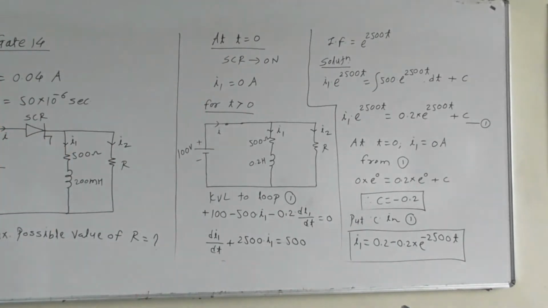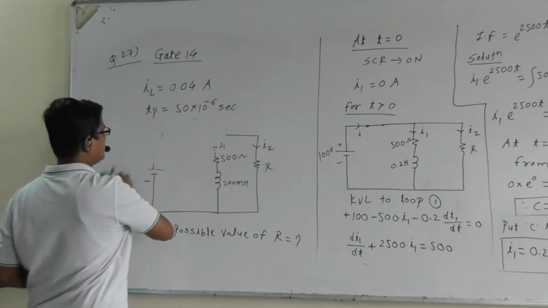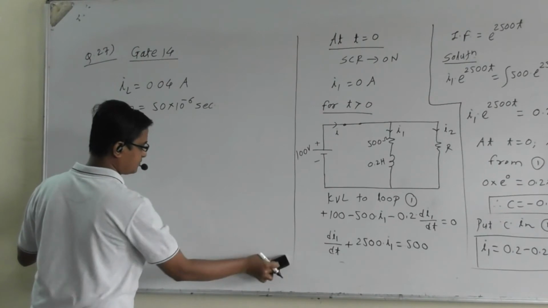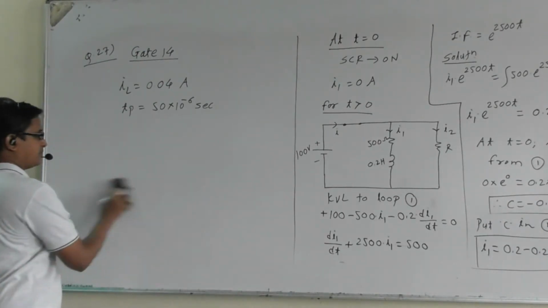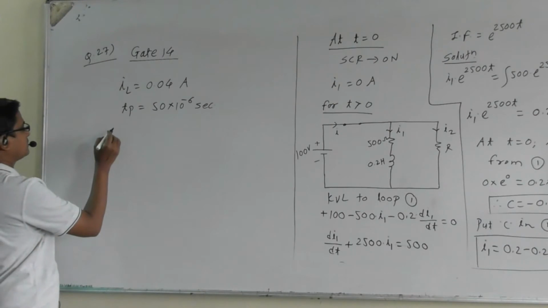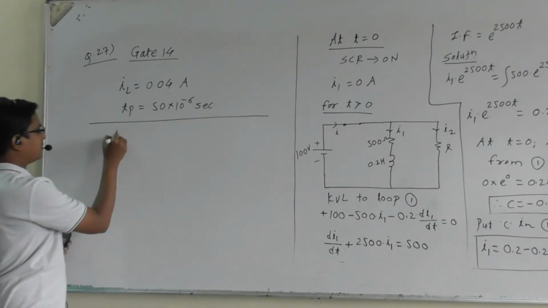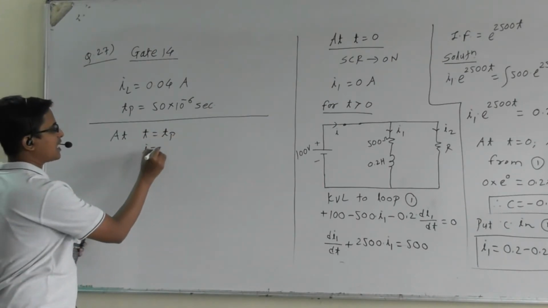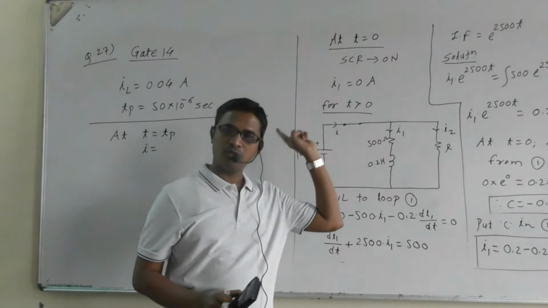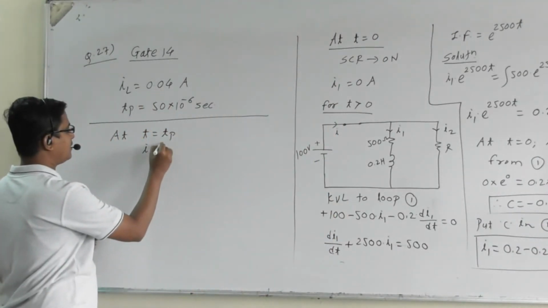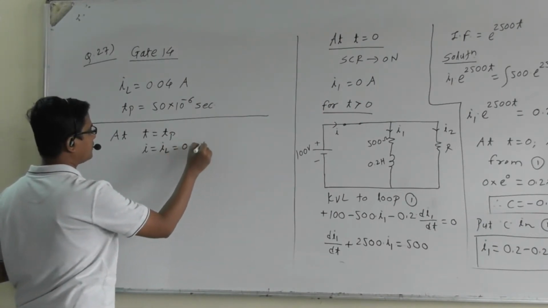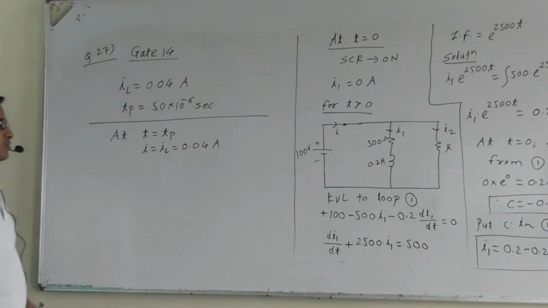Now we need to find the value of R. At t is equal to tp, what is I? I should be equal to IL, the latching current, that is the current flowing through the SCR, the anode current, which is 0.05 ampere, right? At t is equal to tp, I is equal to IL is equal to 0.05 ampere.